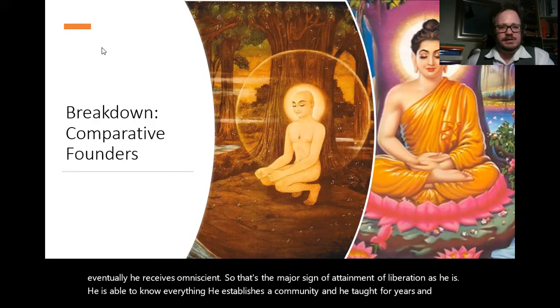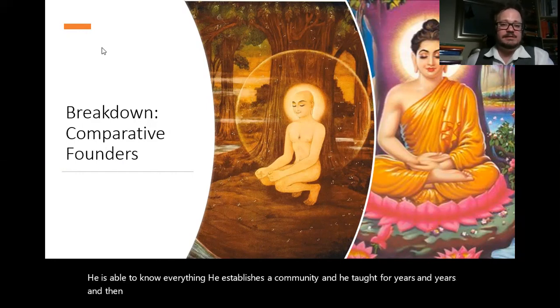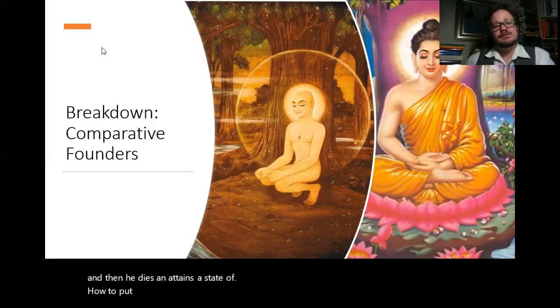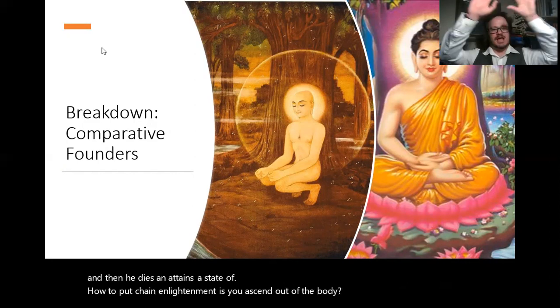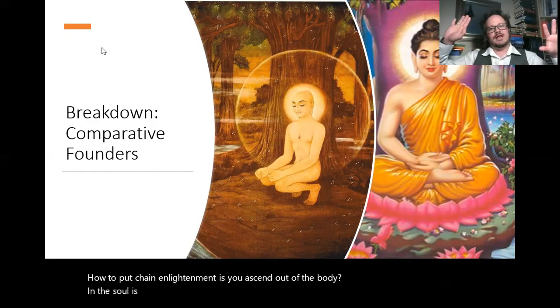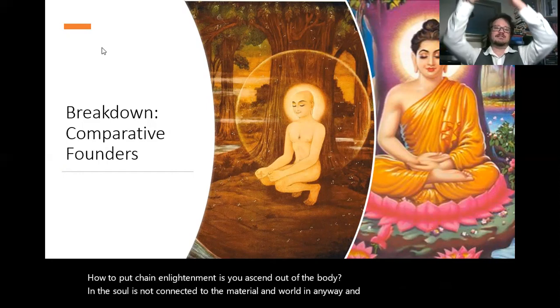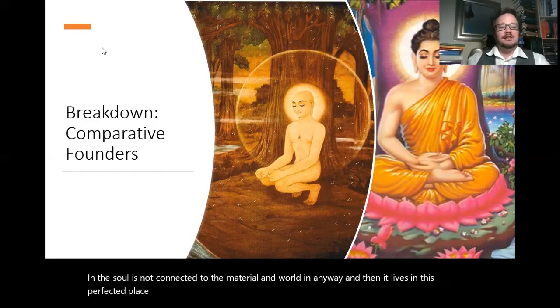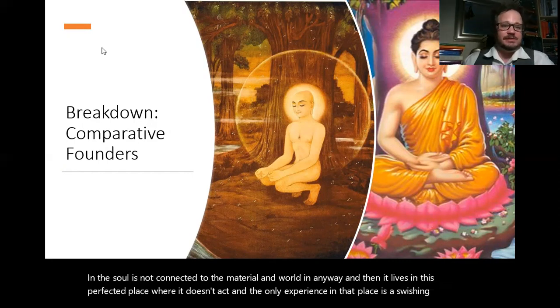And then he dies and attains a state of, how to put it? Jain enlightenment is that you ascend out of the body, and the soul is not connected to the material world in any way. And then it lives in this perfected place where it doesn't act. And the only experience in that place is a swishing of wind. That's all that's said to be there.